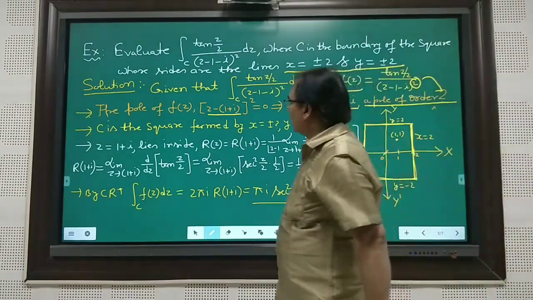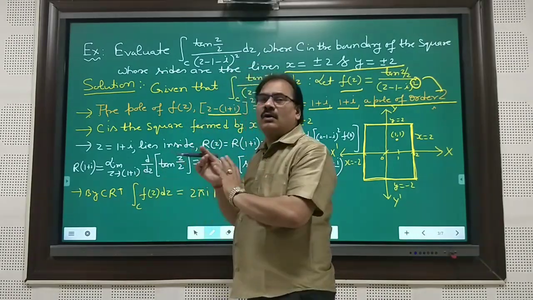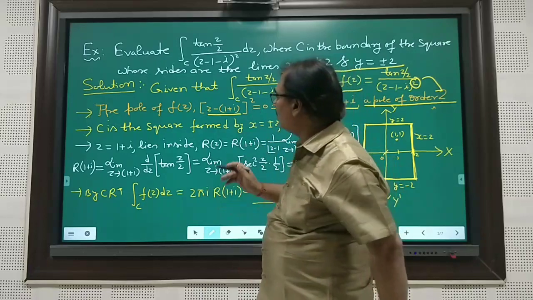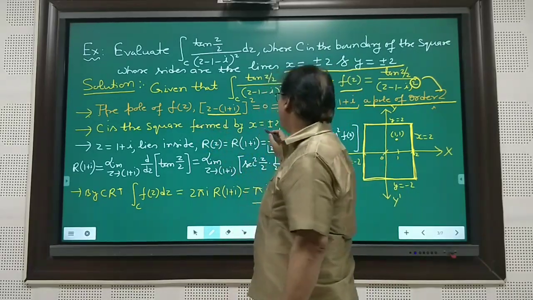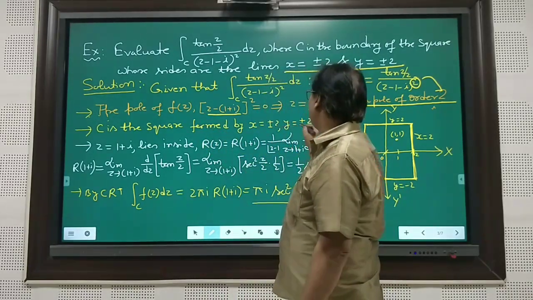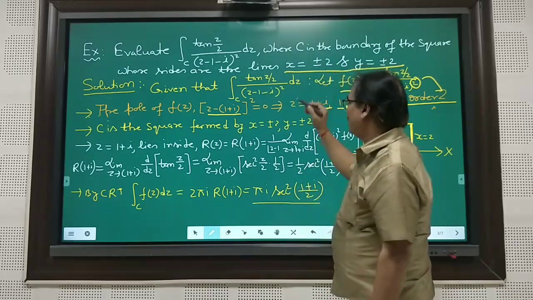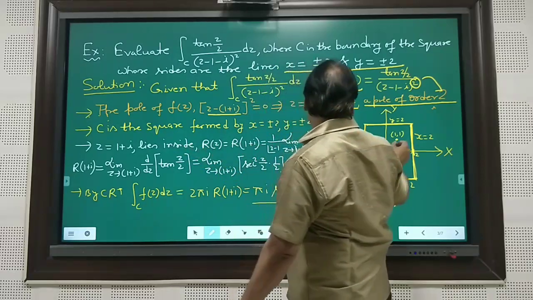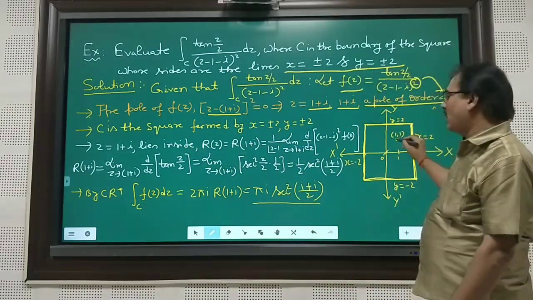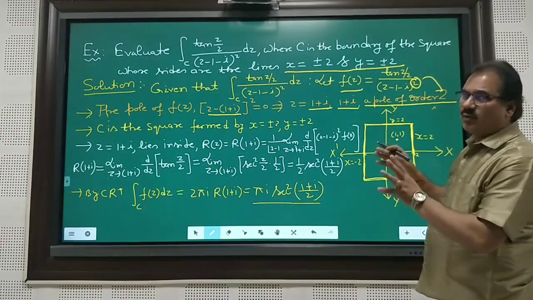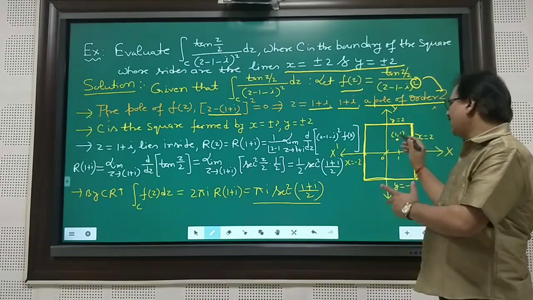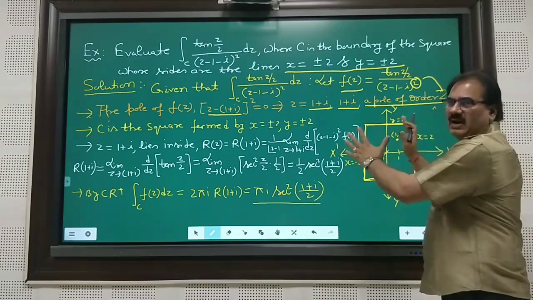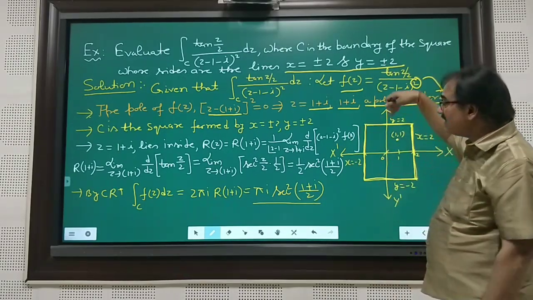It means the next problem is we have to look at what is the curve C. So here the curve is the square formed by x is equal to plus minus 2 and y is equal to plus minus 2. It is already given. Okay. Then it means z is equal to 1 plus iota lies inside. 1 plus iota means the point is (1, 1), which is very clear here. If the lines are y is equal to 2, y is equal to minus 2, x is equal to 2, x is equal to minus 2, it means the point (1, 1) is always inside.